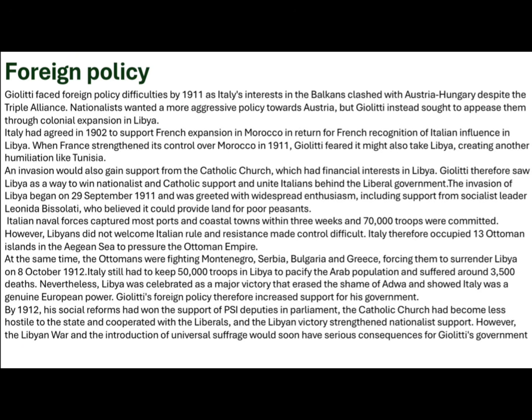Nevertheless, Libya was celebrated as a major victory that erased the shame of Adwa and showed Italy was a genuine European power. Giolitti's foreign policy therefore increased support for his government, and by 1912 his social reforms had won a lot of support from the PSI deputies in Parliament. The Catholic Church had become less hostile to the state and cooperated with the Liberals, and the Libyan victory strengthened nationalist support. However, the Libyan War and the introduction of universal suffrage.